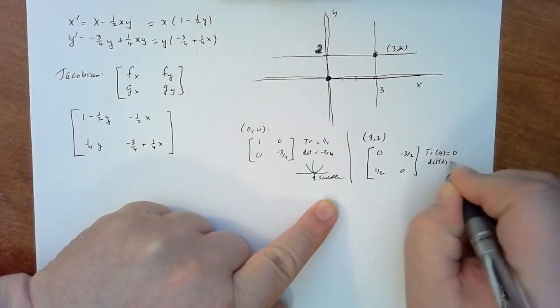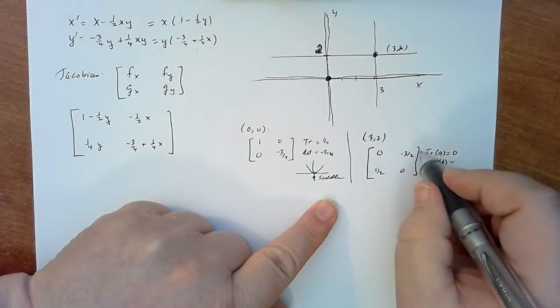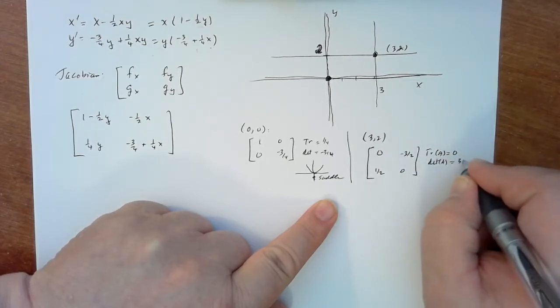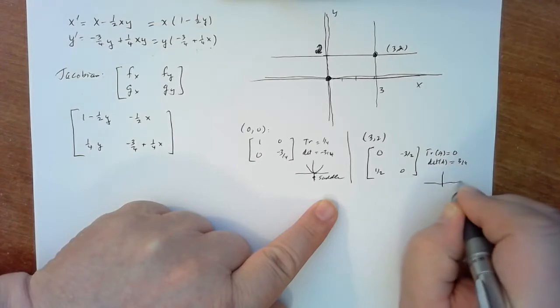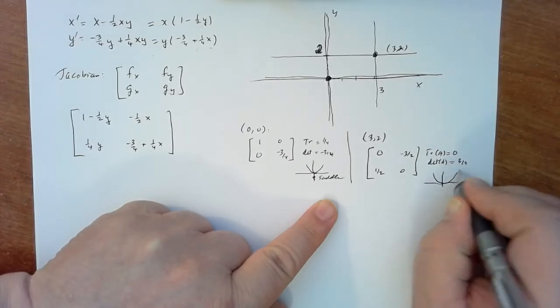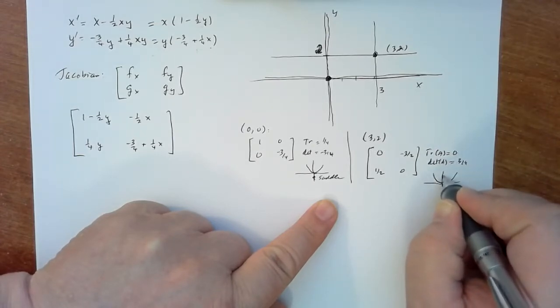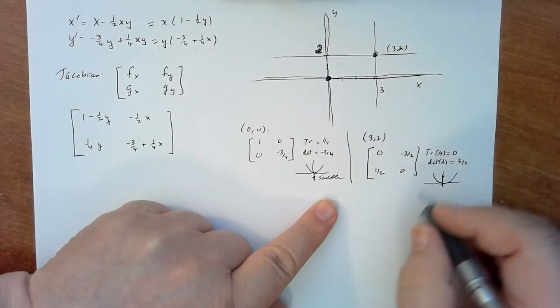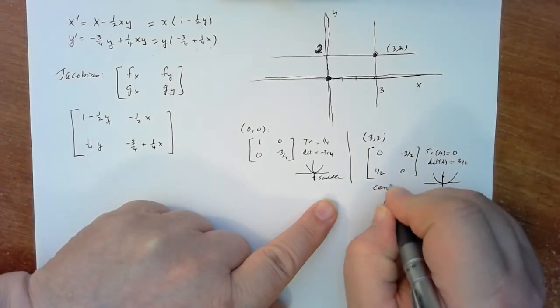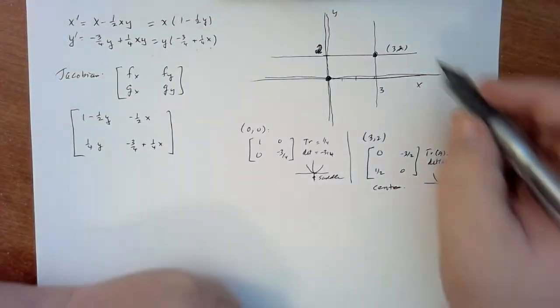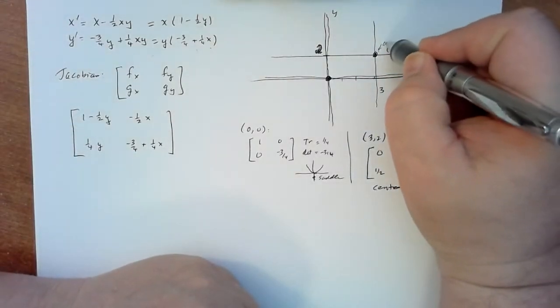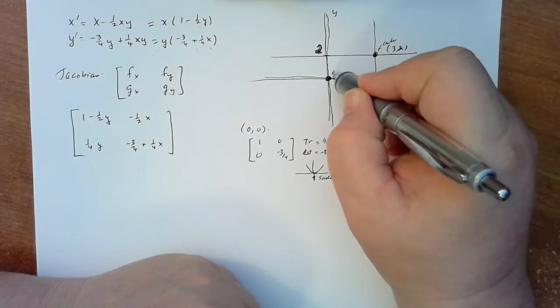Good. So our trace is 0. Determinant is 0 minus (minus 3/4), which is 3/4. And you could stop there because where are we in our picture? If the trace is 0, the determinant is positive, puts you right there. So this is going to be a center. Good. So we know that that's a center, and that's a saddle.